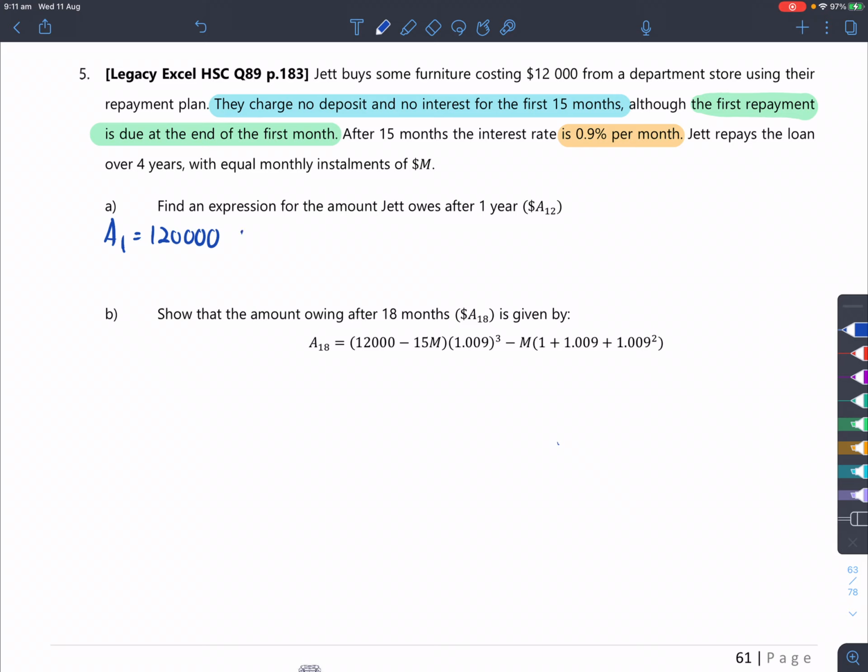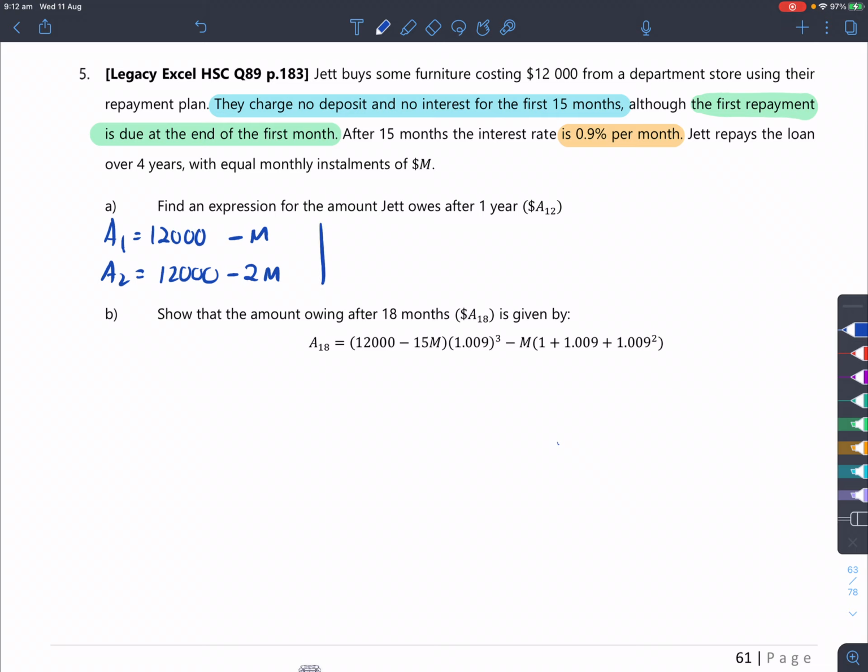So we're not going to multiply by 1.009 at all. We're just going to go straight to subtracting a repayment, because at the end of this month, he pays off an installment of $M, which we don't want to know what that is. So A2 would be this amount subtracted by another monthly repayment. So that's just going to be 12,000 minus 2M. And A3 will be 12,000 minus 3M, and so on.